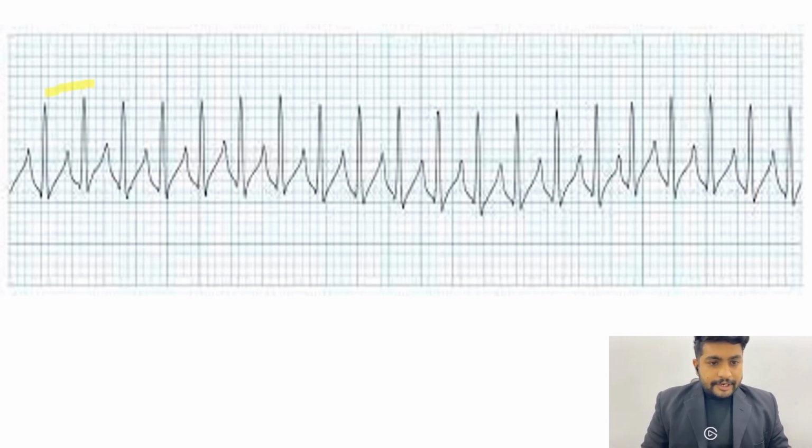We can calculate the rate here. This is almost 1.5 large boxes. So if we divide 300 by 1.5, it is equal to almost 200. So the rate is 200 here. Our QRS complexes are narrow, and this is our T wave, and we cannot find a single P wave. So this is our SVT.